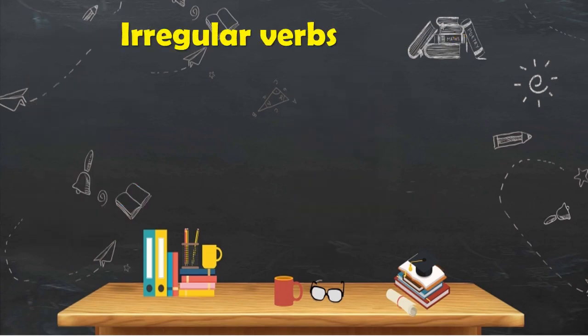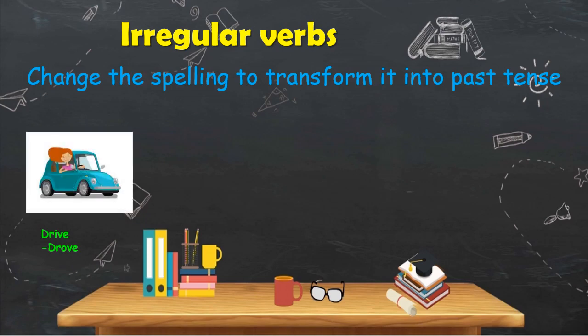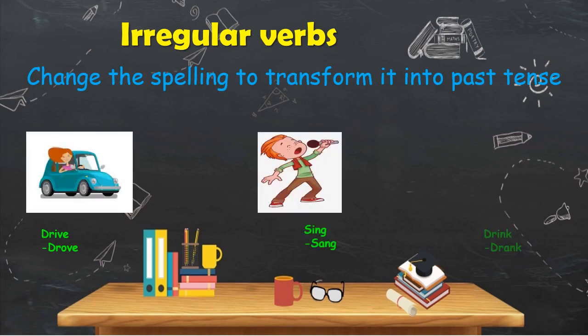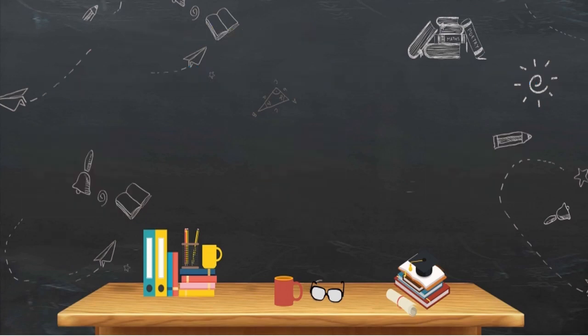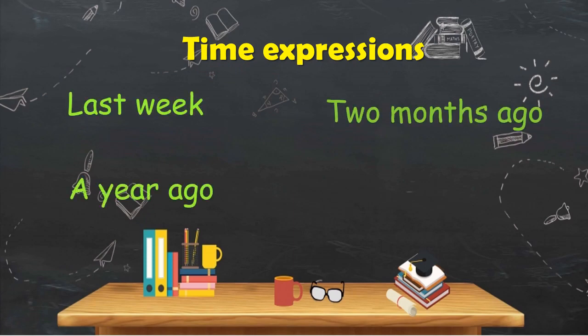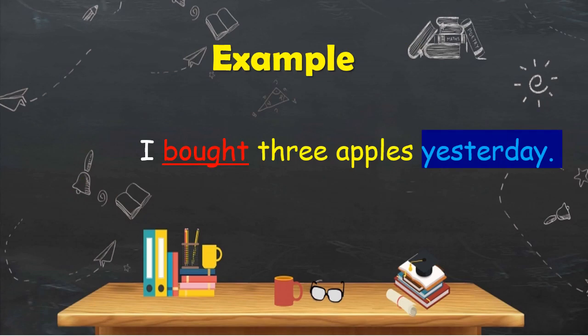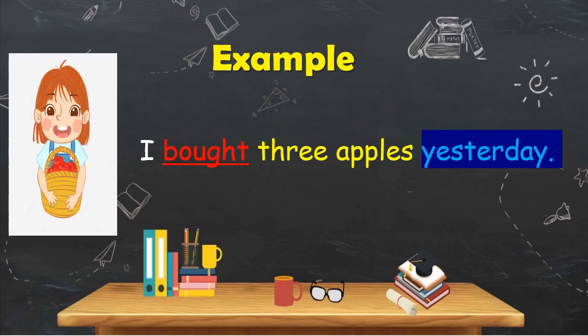Irregular verbs is more complex because it involves changing the spelling of the verb. For example, drive into drove, sing into sung, and drink into drunk. Again, to know if the sentence is in the past tense, just look for any time expressions such as last week, a year ago, 2 months ago, and yesterday. Example, I bought 3 apples yesterday.